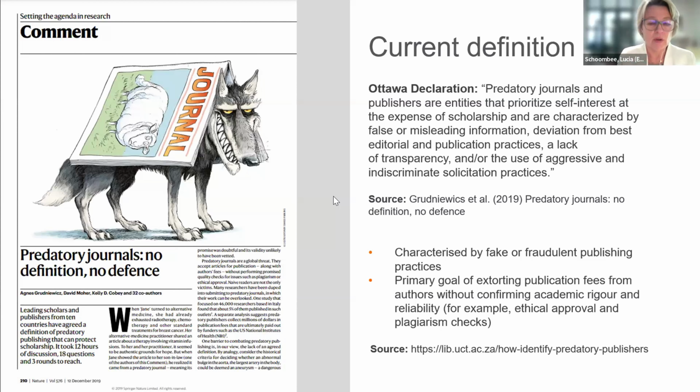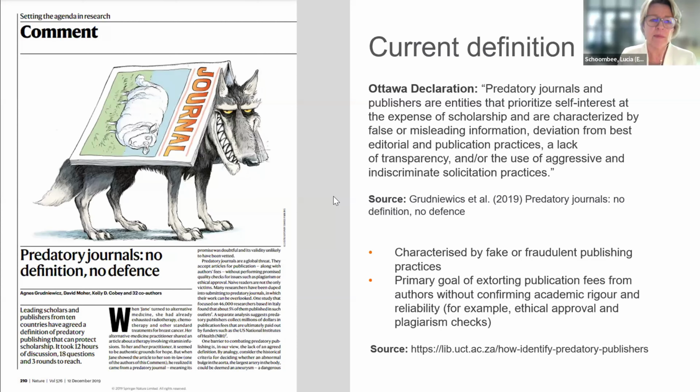So in the lower definition, it says predatory journals are characterized by fake or fraudulent publication or publishing practices. The primary goal is extorting publication fees, so the article processing fees, from authors without confirming academic rigor and reliability. For example, ethical approval, plagiarism checks, so they do none of that. And so in essence, they pretend to be a legitimate journal and ask for payment for services, but they don't perform the activities that are associated with legitimate publishing.